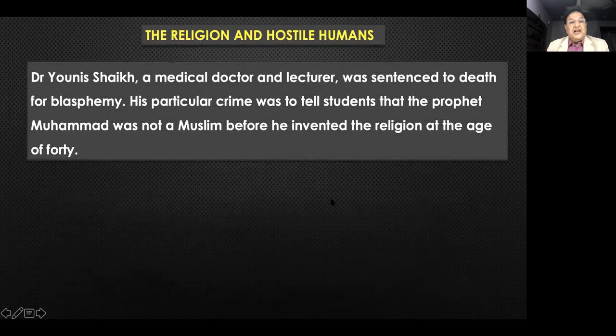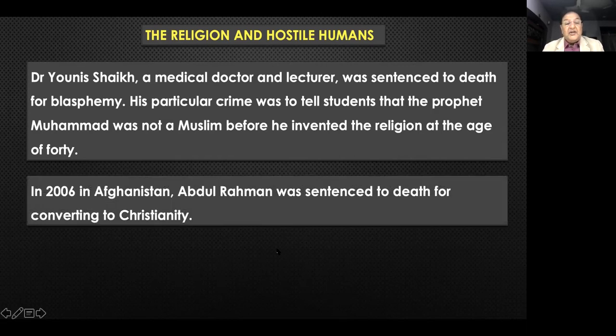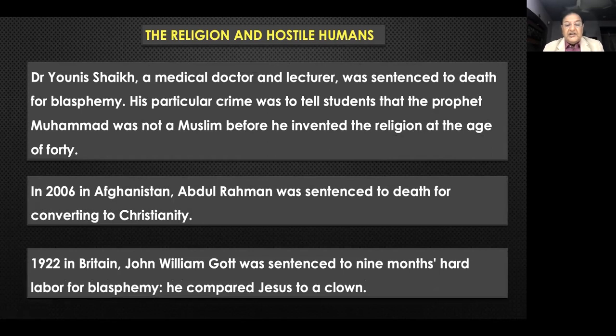Religion and hostile humans. This is another thing which he comes up with. Dr. Yunus Sheikh, a medical doctor and a lecturer, was sentenced to death for blasphemy. His particular crime was to tell students that the Prophet Muhammad was not a Muslim before he invented the religion at the age of 40. A big crime, and that's why he was sentenced to death. In 2006, in Afghanistan, Abdul Rahman was sentenced to death for converting to Christianity. And in 1922, in Britain, John William Gott was sentenced to 9 months hard labor for blasphemy because he compared Jesus to a clown. Now, why this argument?